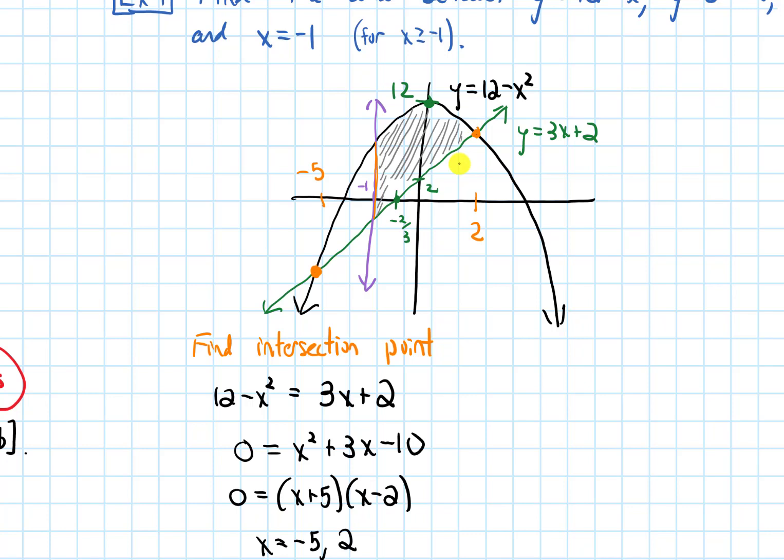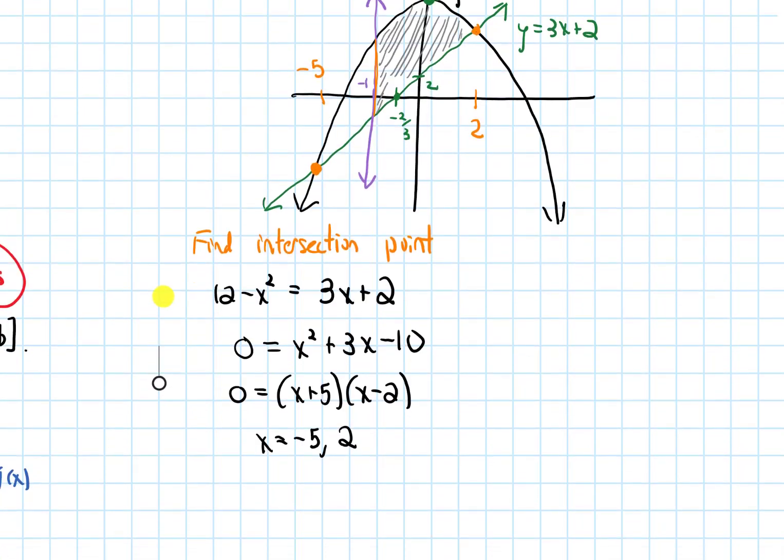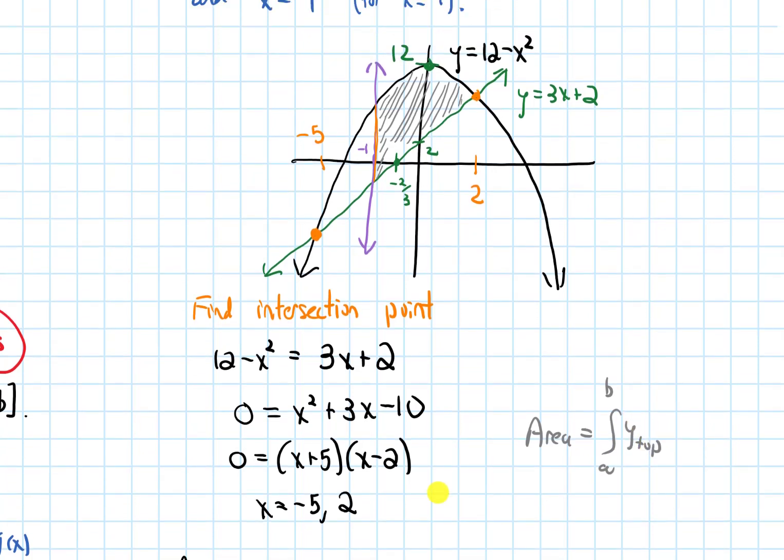Alrighty, so from here, we are ready to set up an integral for our area. Remember, the general formula is that the area goes from a to b. We'll have our top function, which I call y subscript top, because we're going to use the formula with the y value isolated, which it already is, and then minus the bottom function, and then this is going to be a dx integral.